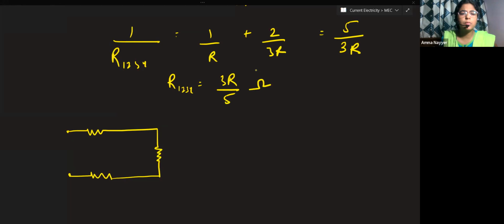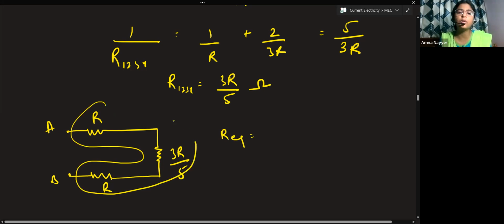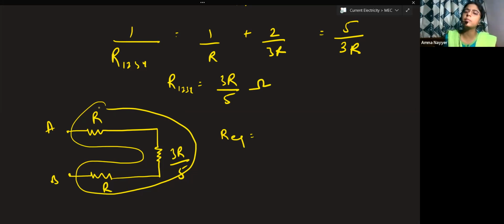So this was R. This is also R. And this that we have got, this is 3R by 5. So we can see all the three of them are connected in series now. R equivalent will be simply adding all of them. These three are connected in what? Series. Reason? They are connected by a single wire. No branching is there. So current remains the same, and if current remains the same, then all the three are connected in series.